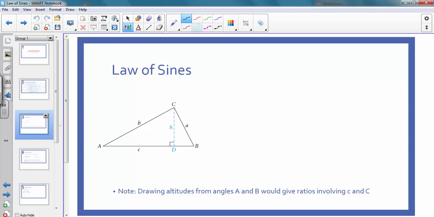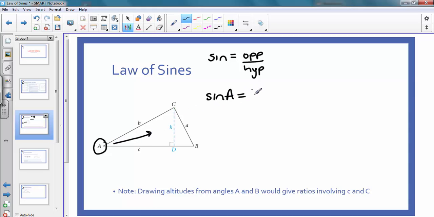So using the definition of sine, we have sine equals opposite over hypotenuse. Looking at angle A first, we're going to get that the sine of A equals the side opposite, which is h, over the hypotenuse, which is b. Then we're going to find the sine of angle B. And again, the side opposite is h over my hypotenuse a.